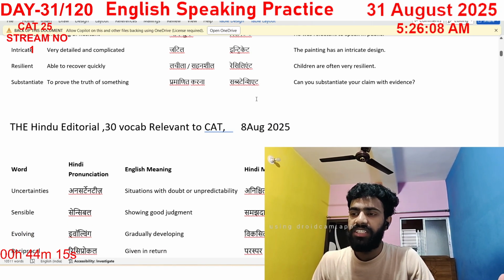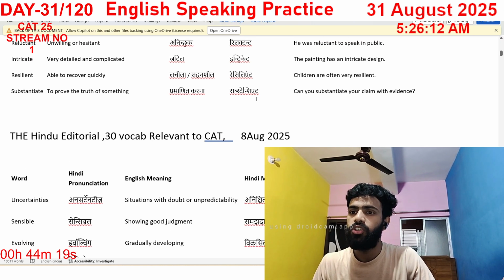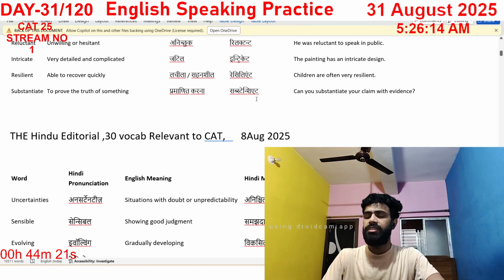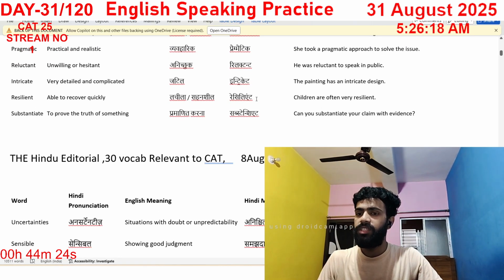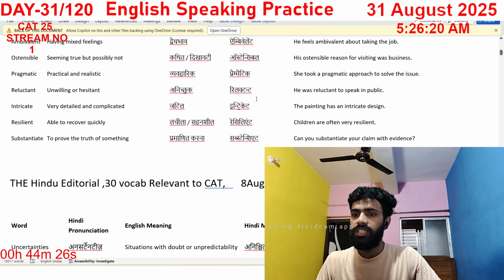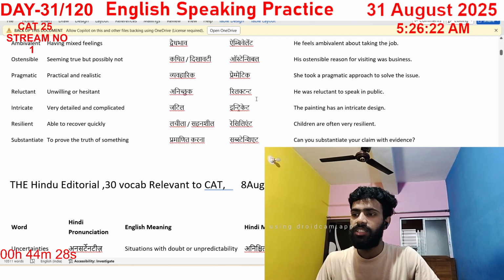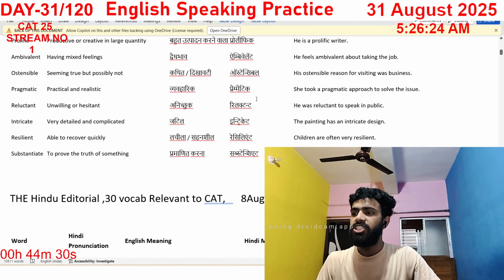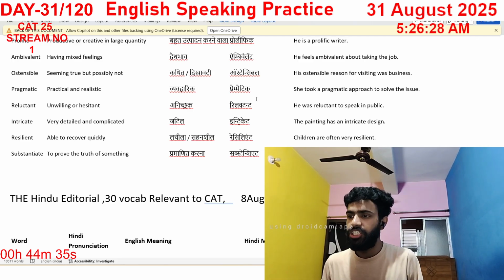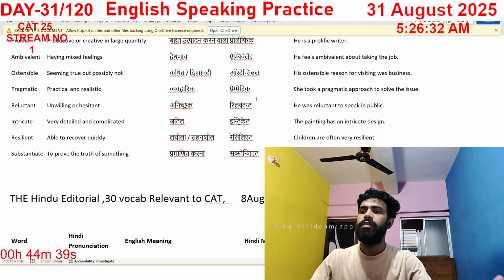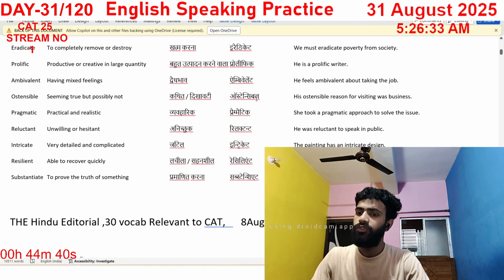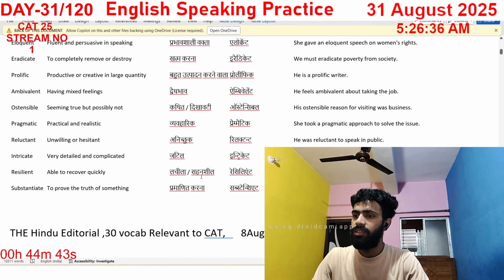Substantiate. Substantiate means to prove the truth of something, प्रमाणित करना. Can you substantiate your claim with evidence? Can you prove your claim with evidence? Substantiate means prove the truth of something.